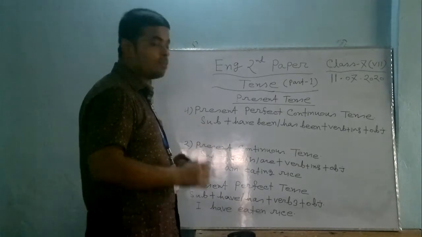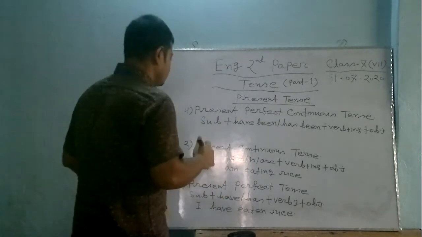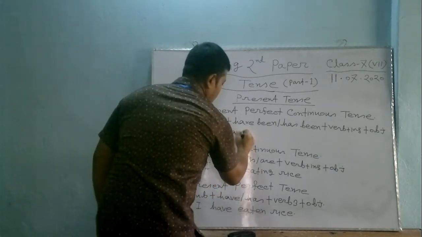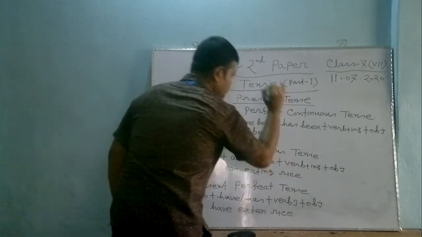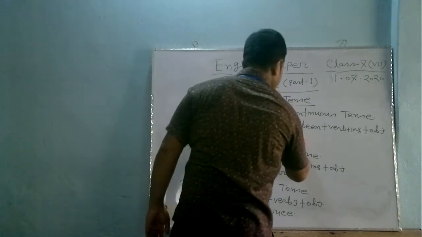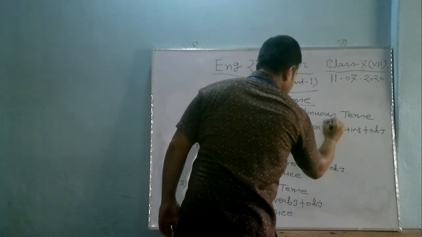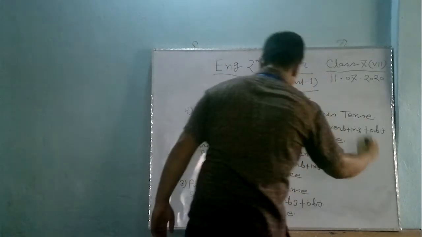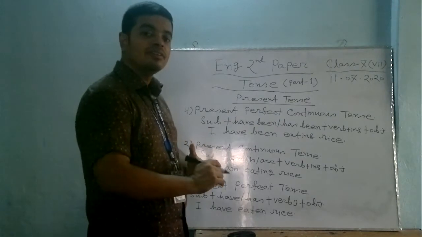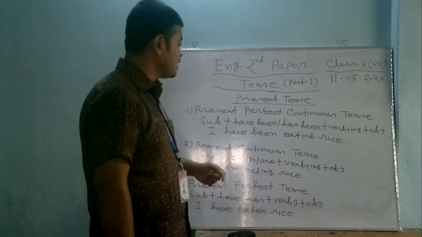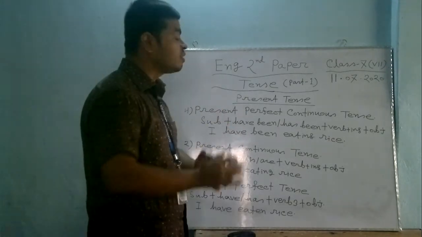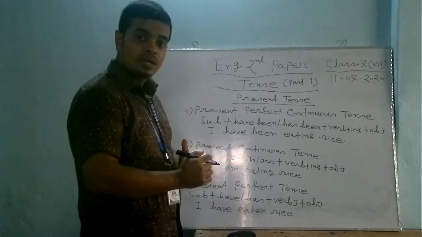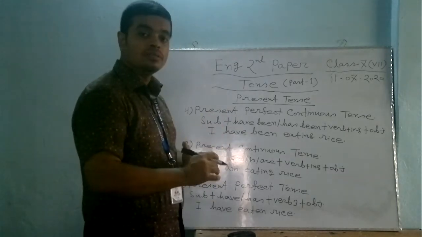Now we can make an example or a sentence in present perfect continuous tense. Subject is I, and we use the auxiliary verb have been, and the verb is eat, with ing added it becomes eating, and the object is rice. So, I have been eating rice. This is one example sentence for present perfect continuous tense. I think you should write all the things in your script to understand better.